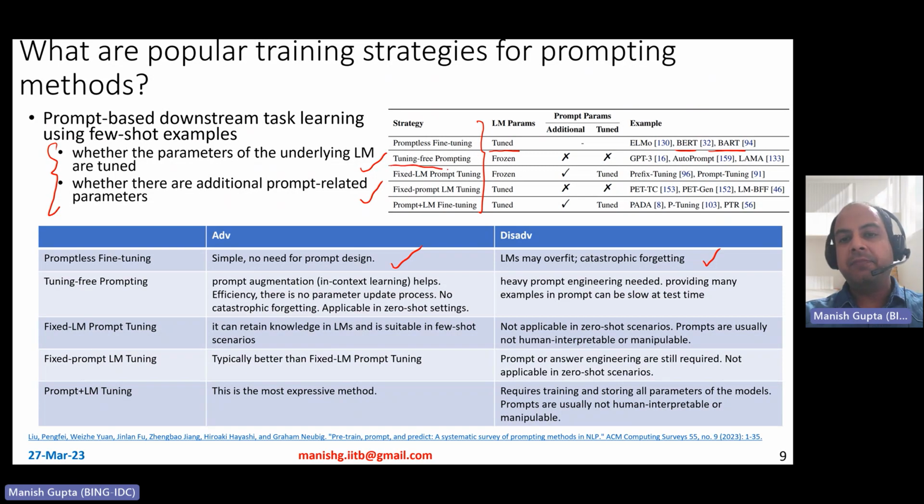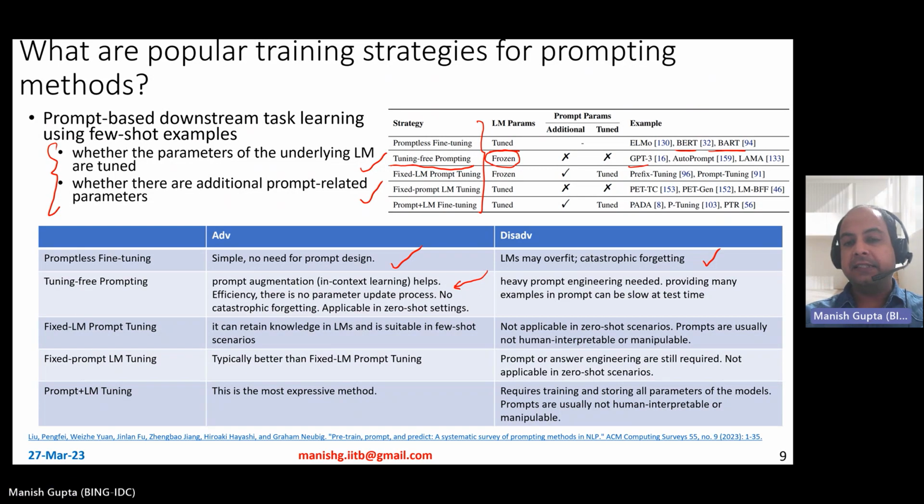Tuning-free prompting is basically where you have frozen language model parameters and you do not have any prompt-specific parameters. For example, what is popular now: GPT-3 or ChatGPT or GPT-4 and so on, right? So here the interesting idea is that to make it work, you can do prompt augmentation by doing in-context learning, or adding a few examples to explain to the model, hey, this is the way you can get the output. So explain the task using 2 examples, 3 examples, something like that, and then it just works really nicely.